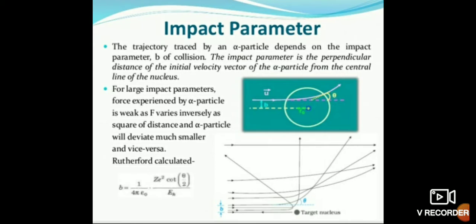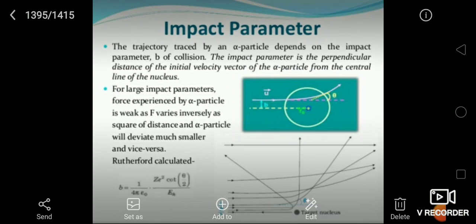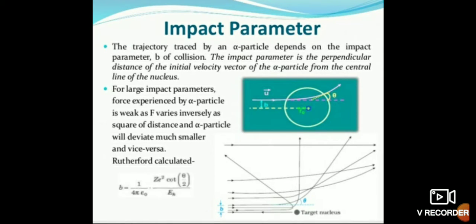Rutherford calculated the impact parameter b is equal to 1/(4πε₀) × Ze² cot(θ/2)/E_k.